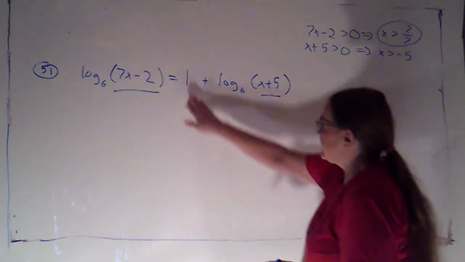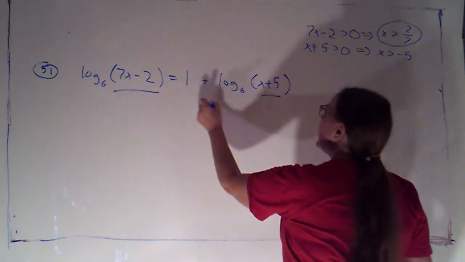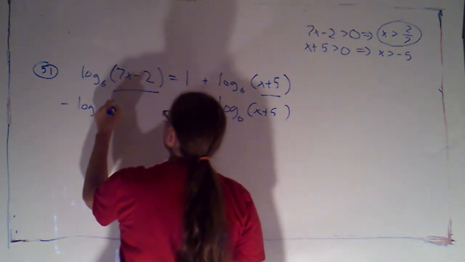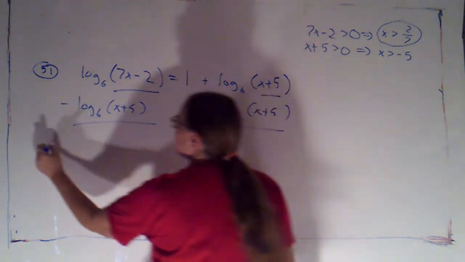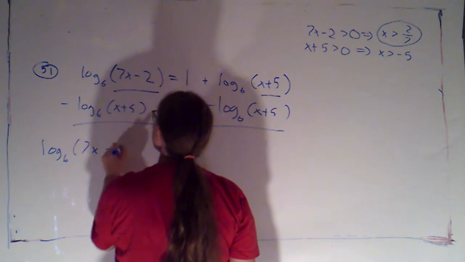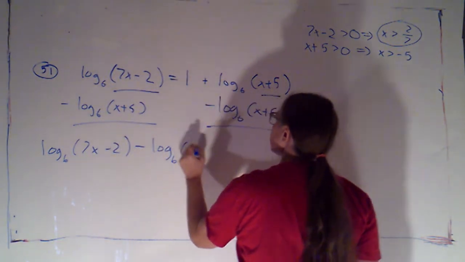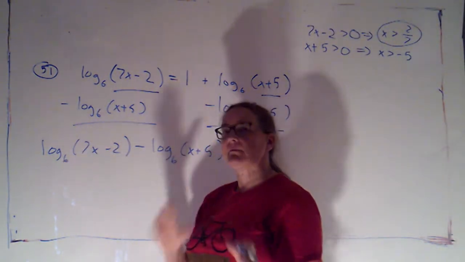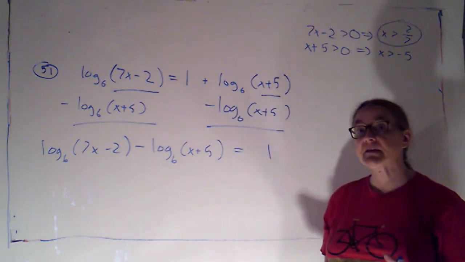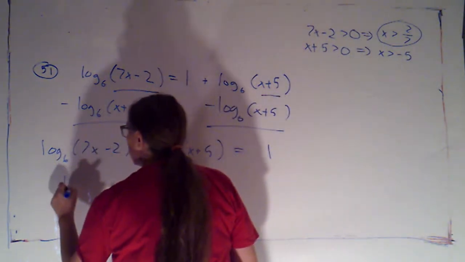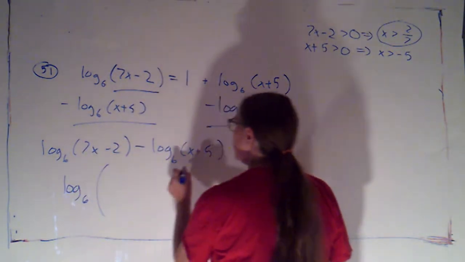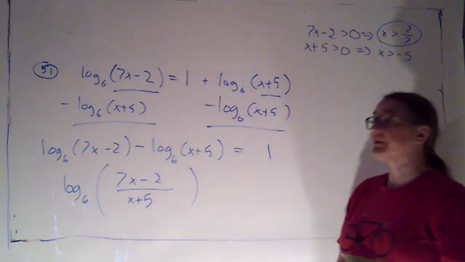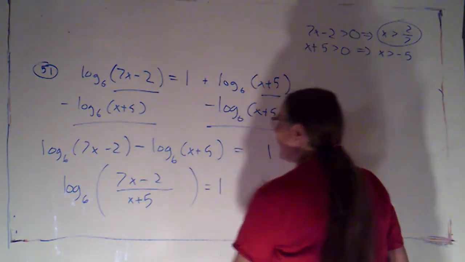Then we said since this was just a number, it made sense to keep that here and subtract over the log base 6 of x plus 5. So then on the left, I've got the log base 6 of 7x minus 2 minus the log base 6 of x plus 5 is equal to 1. Now I'm subtracting logs. That means I'm subtracting exponents. I subtract exponents when I'm dividing. So this corresponds to the 1 log or the 1 exponent for this division problem, 7x minus 2 over x plus 5. That's equal to 1.